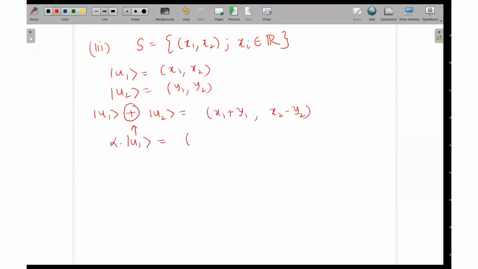It is still defined exactly in the manner in which we were doing. Now see why I am writing plus and then circling it: the rule of addition which I am giving you is that u1 plus u2, the two vectors, gives x1 plus y1 for the first component and x2 minus y2 for the second component. Each of these is still a real number, so that's not an issue.